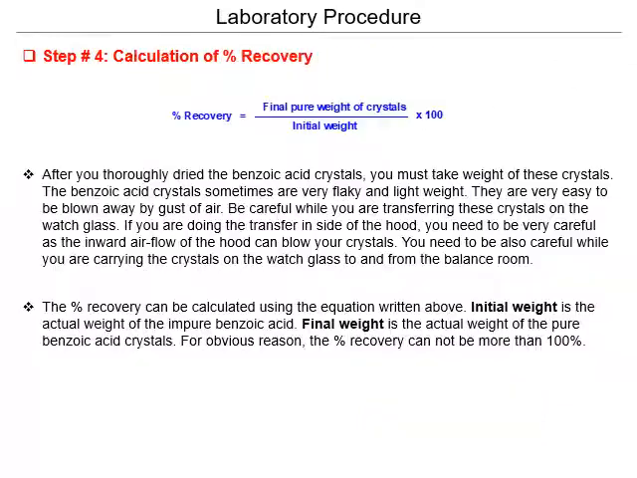At the end, you need to weigh the pure benzoic acid, the solid which you have, and it's supposed to be the pure benzoic acid, and you need to calculate the recovery percent. For calculating the recovery percent, you just need to divide the final pure weight of crystals by the initial weight and multiply by 100.